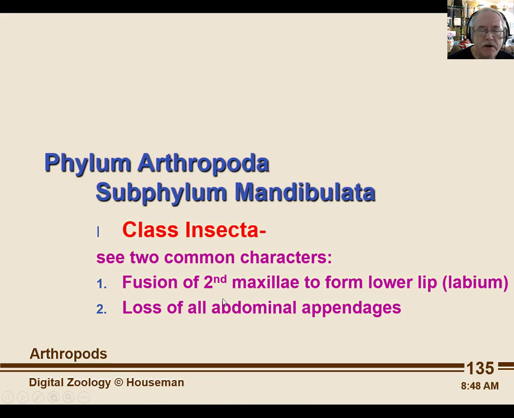I want to finish off arthropods by talking very briefly about insects. Insects have mandibles just like crustaceans do. In fact, most recent evidence suggests that insects may actually be just specially derived crustaceans, believe it or not, evolved from within the crustacean group. Insects have a couple of common characteristics. They have a fusion of the second maxillae to form a lower lip called a labium. They also have a loss of all their abdominal appendages.